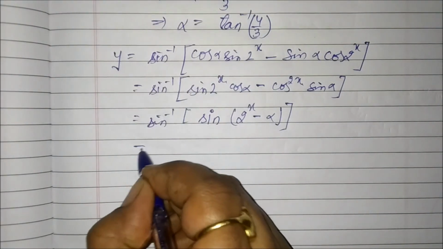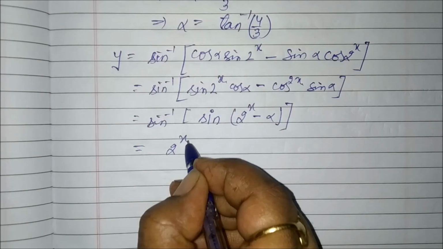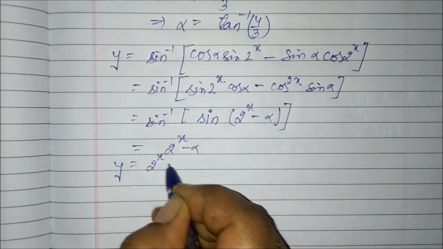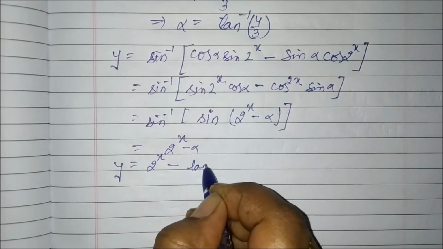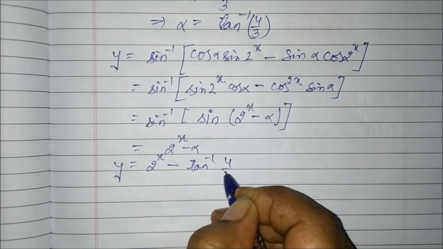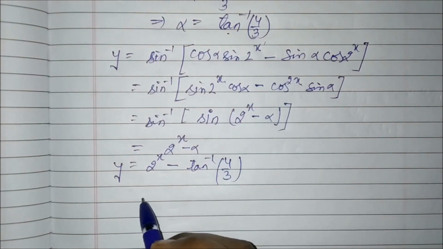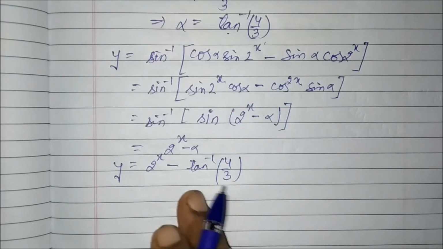Now this will be dissolved and we get 2 raised to x minus alpha. So we have y equals 2 raised to x minus tan inverse 4 by 3. In place of alpha we write tan inverse 4 by 3. Now we have to differentiate this function.